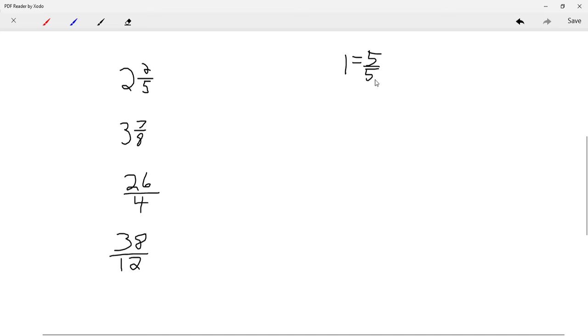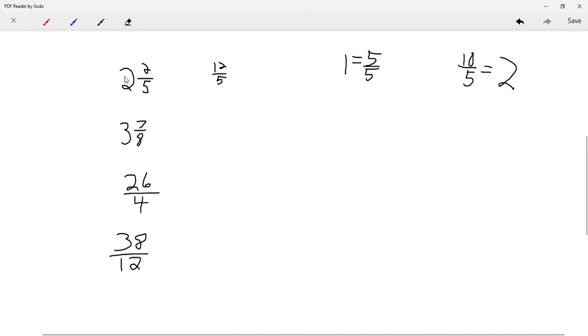5/5, right? So basically what we're doing is we're going to multiply 2 times 5, which equals 10, because that would be 10/5, which equals 2. And then we're just going to add this 10/5 to the 2/5, and that becomes 12/5. So that's what you're doing.